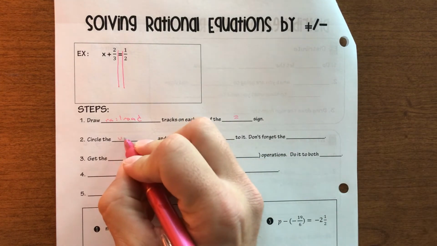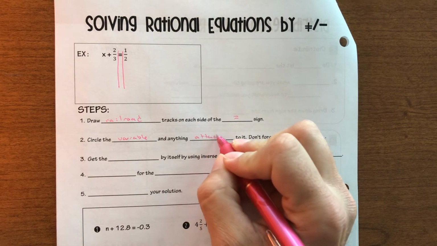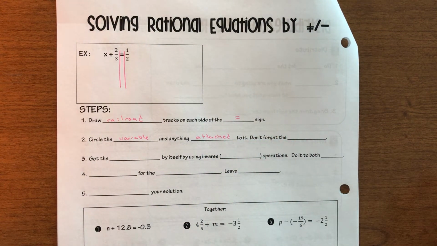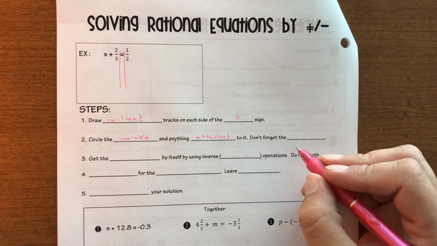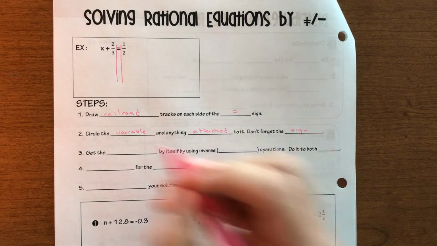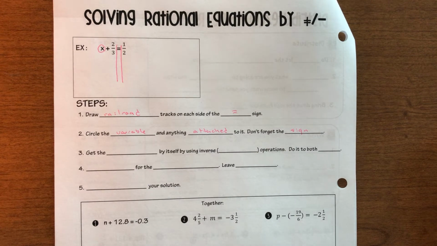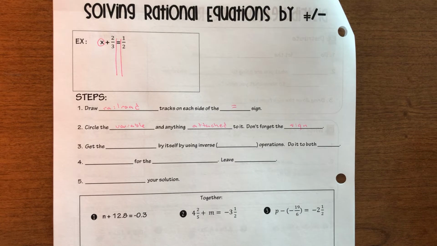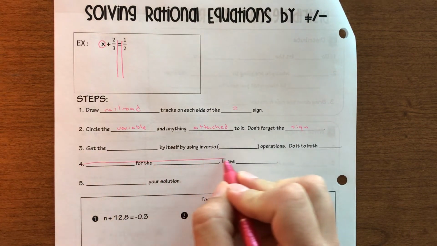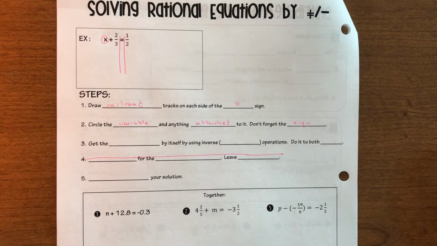We're going to circle the variable, just like we did with integers, and anything attached to it. Remember, the important thing not to forget is the sign in front of that variable. So in this problem, because it's just a one step, and it's an addition problem, we don't really have anything attached to the variable. It's just an x. Step 4 we're just going to cross out because we're not going to worry about that step there. It's something that we kind of do in different ways than some of the other classes.